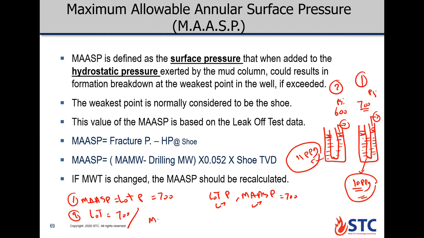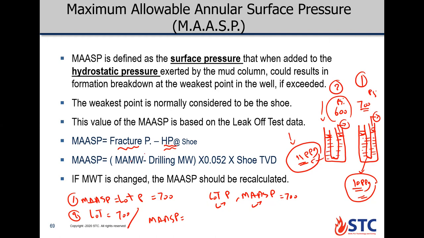But for the MASP, guys, now MASP changed. Why must it change? Because hydrostatic pressure changed, because we have new mud weight. So once we have new mud weight, we have new surface pressure. If we increase the mud weight, the hydrostatic pressure increases, so the MASP decreases. The MASP equals fracture pressure minus hydrostatic pressure at the shoe. If we decompose the fracture pressure and the hydrostatic, the answer will be maximum allowable mud weight minus drilling mud weight, times 0.052, times TVD at the shoe.